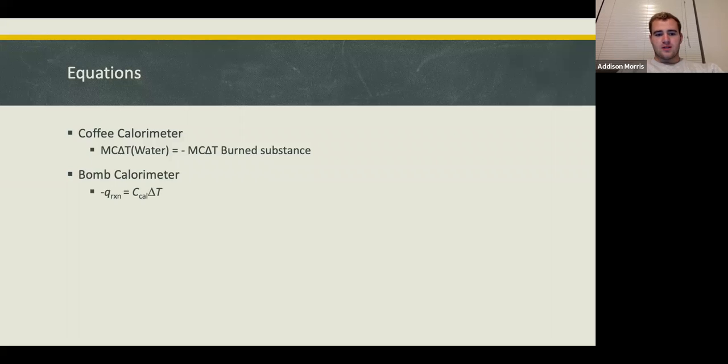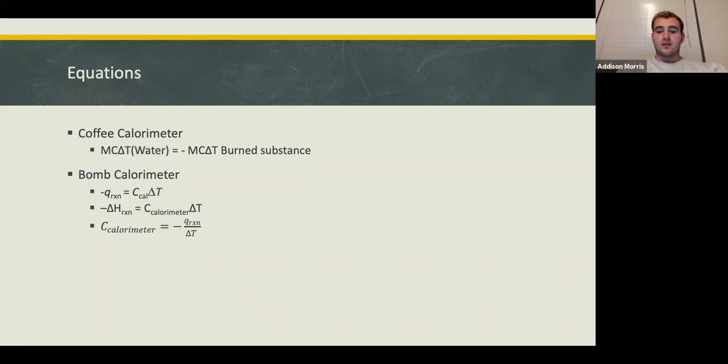Then the bomb calorimeter has some different equations. The basic equation is negative Q of the reaction equals the heat capacity of the calorimeter times delta T. So you can find how much heat is given off by what is burned in the bomb by multiplying the heat capacity of the calorimeter by the change in temperature. Then because Q is equal to delta H, you can replace that with the delta H of the reaction. Same thing: the heat capacity of the calorimeter times the change in temperature.